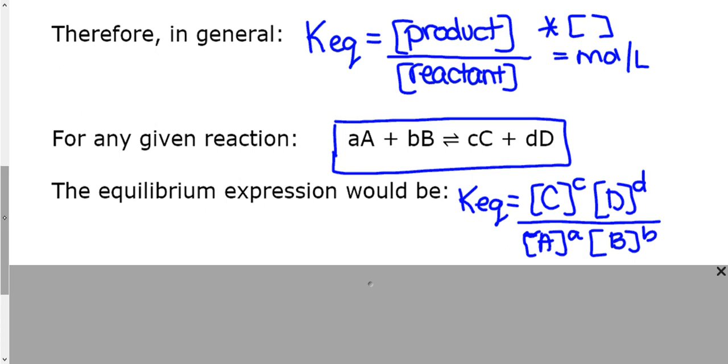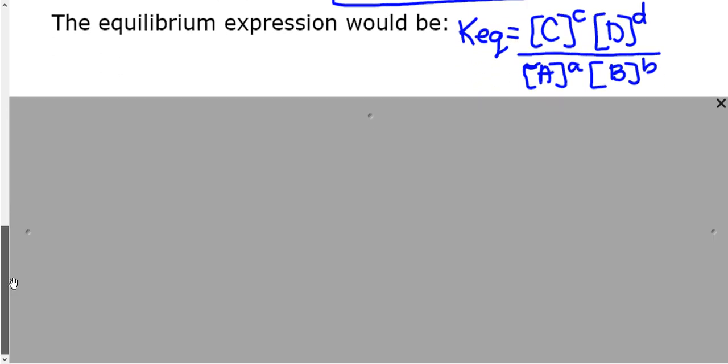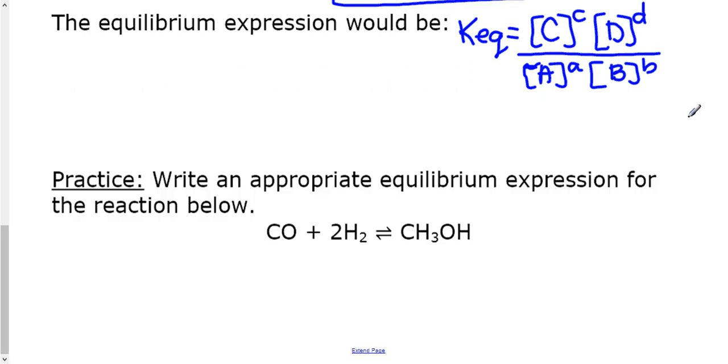So let's make sure you can try out one of these on your own. I'm going to give you a moment to try an example. Given this reaction at equilibrium, could you write out an equilibrium expression for it? That means, can you write a KEQ expression? At this point, pause the video, take a minute, and see if you can write out a KEQ expression.